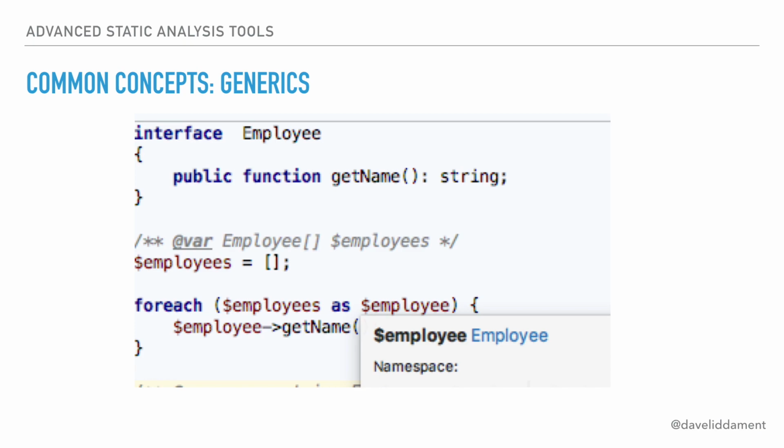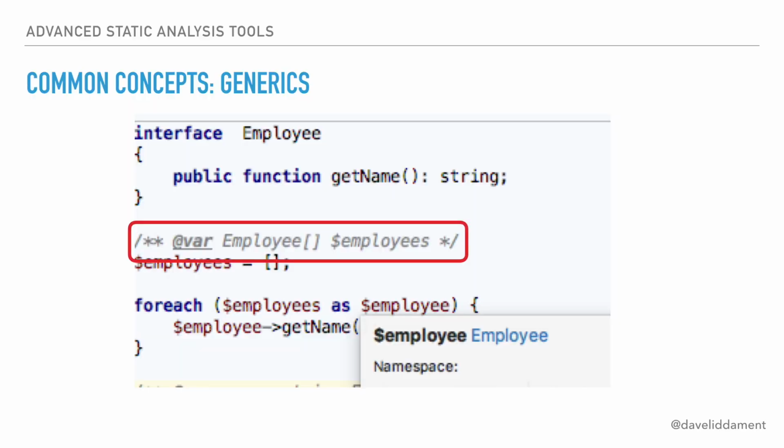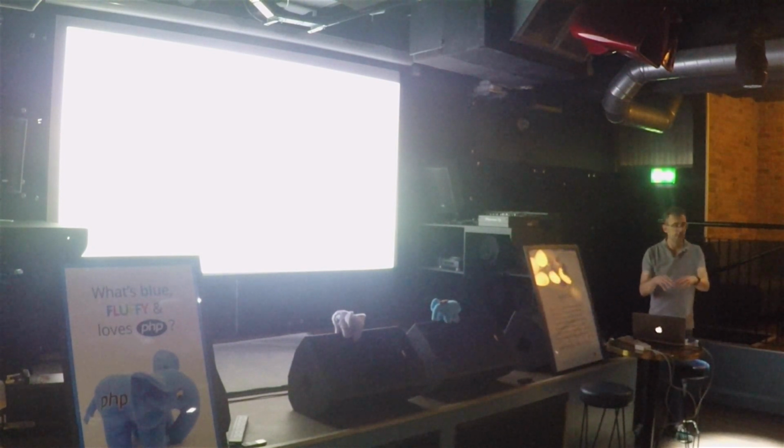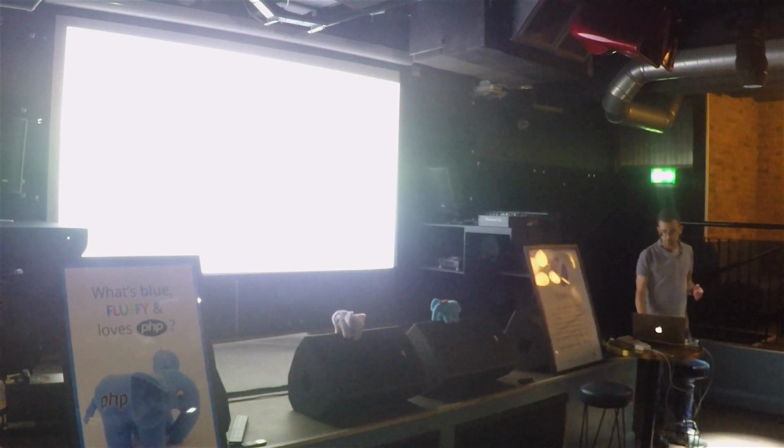I possibly made a mistake there on that. Even tools like PHPStorm understand this. So here we can see the var employee bit here, and I've just hovered over employee and it's telling me employee is of type Employee. So it understands it, which is good. So you then get all your autocompletion and everything else.